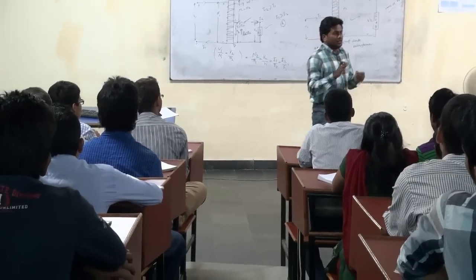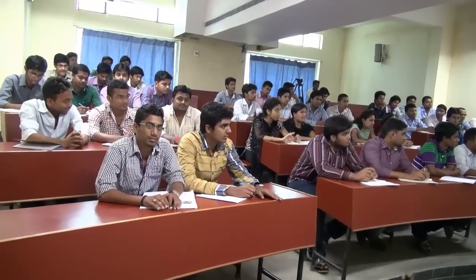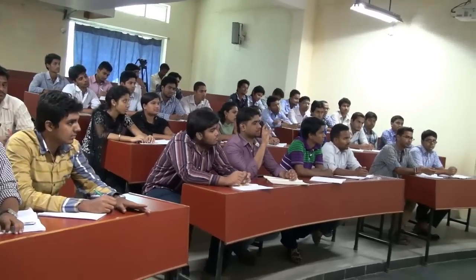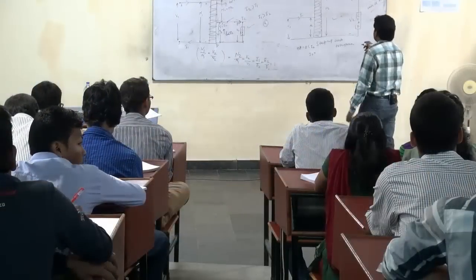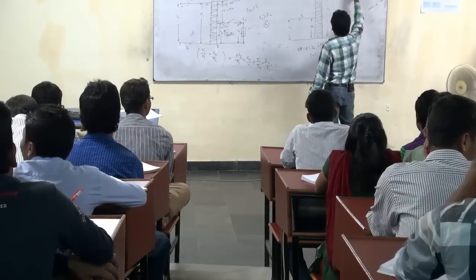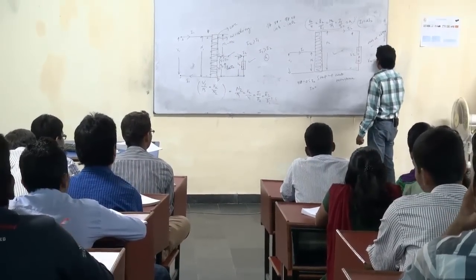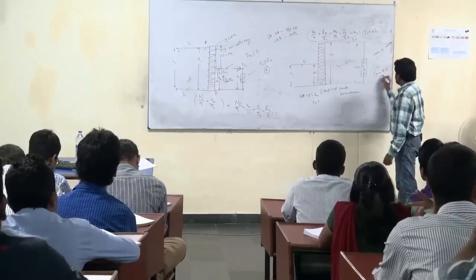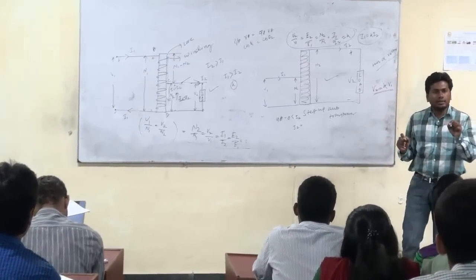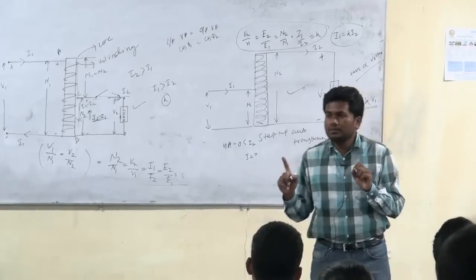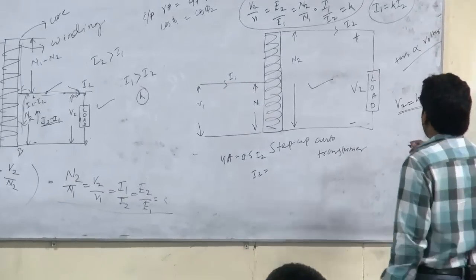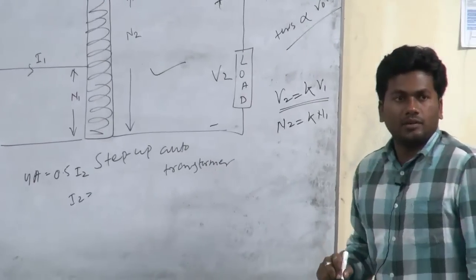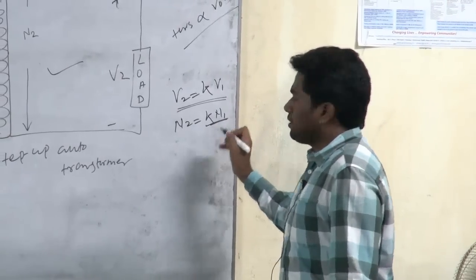So now you have to decide what amount of voltage you have to apply in the primary, so that that portion of voltage you will get in the secondary. Step-up auto transformer is very rare, because here also the same formula applies. Now what is the value of V2? V2 is equal to K into V1. Yes or no? If K equals 1, then V2 equals V1. Or you can also find N2 equals K into N1. The number of turns on the secondary side should be equal to K into N1.